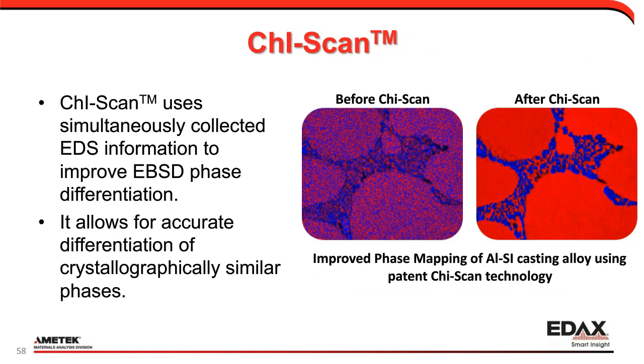And it also lends itself well to what we call Kaiscan. Kaiscan is the idea of using simultaneously collected EDS information to improve our EBSD phase differentiation. And it helps us to improve the differentiation of crystallographically similar phases. So this is just an example here of a phase map from an aluminum silicon casting alloy. These two structures are both face-centered cubic, with similar lattice parameters. So the before-Kaiscan phase map there is very noisy. But if we use the chemical information to tell us which phase is which, after Kaiscan, it shows a nice representative phase map.